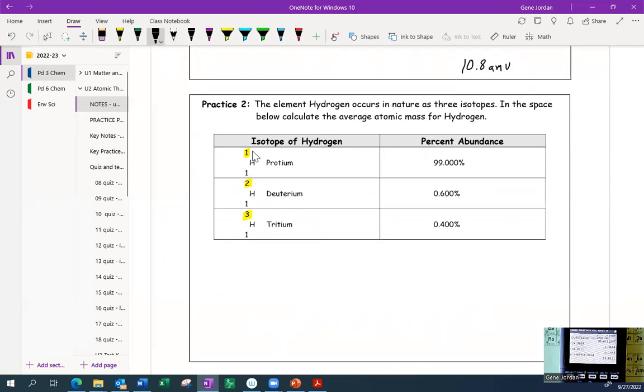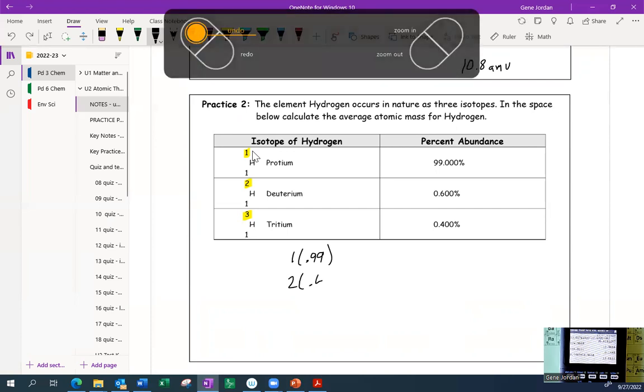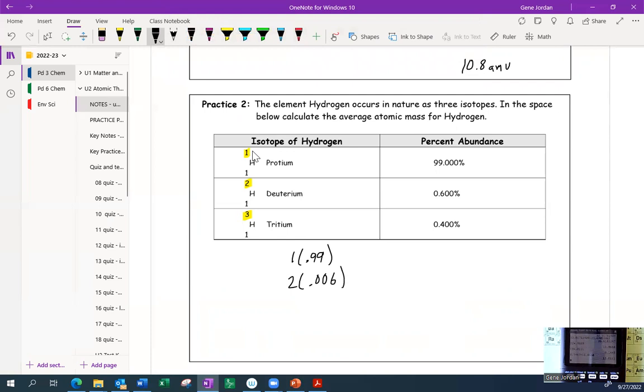So I might set this one up for you. You're just going to say it's 1 times 99% plus 2 times 0.6. Oh, that's not correct. To change that to a percent, we need to go actually farther out. And this has a mass number of 3, and it's only 0.4%. So it's 0.004. All right, that's the setup for this one. Add all of those numbers up. Try that now. I'll pause the video. All right, hopefully you did it. Unpause the video. Your answer should be 1.01 AMU.